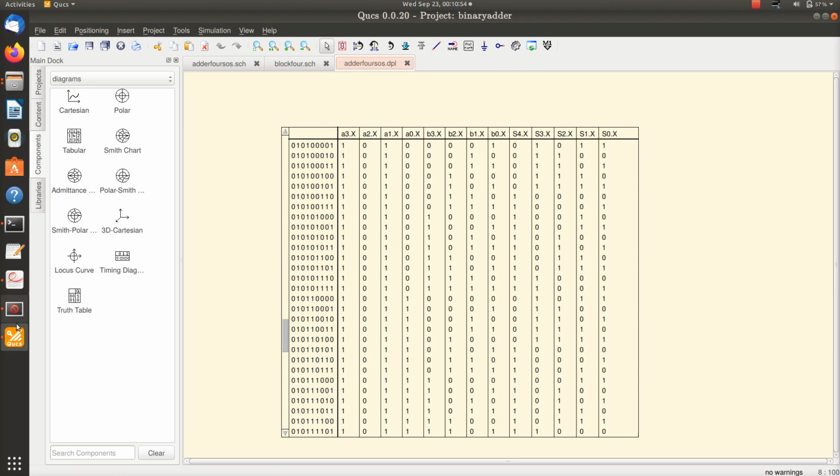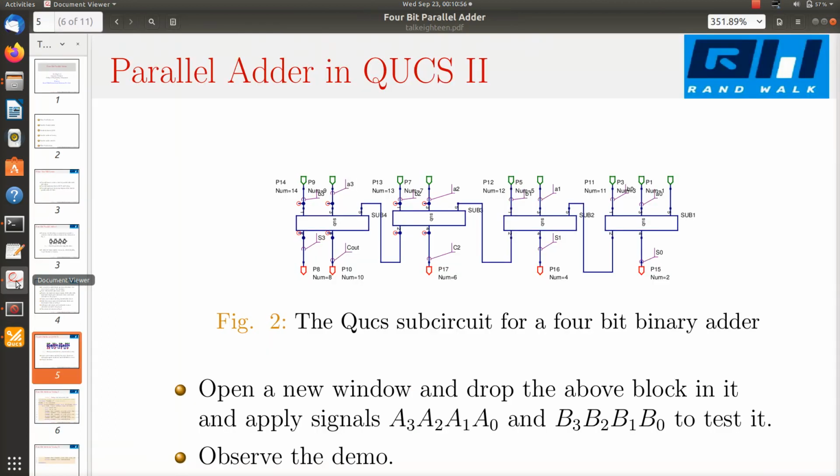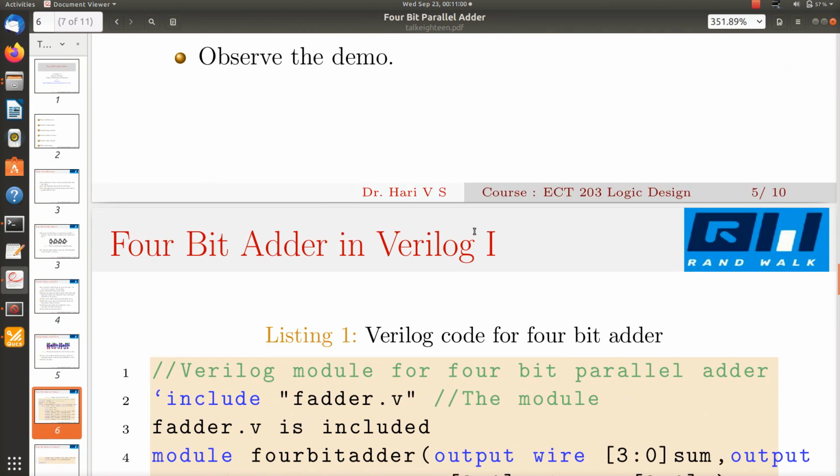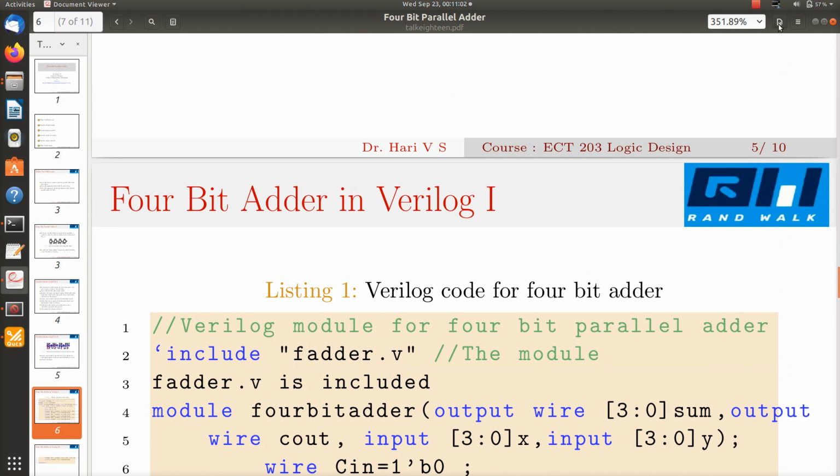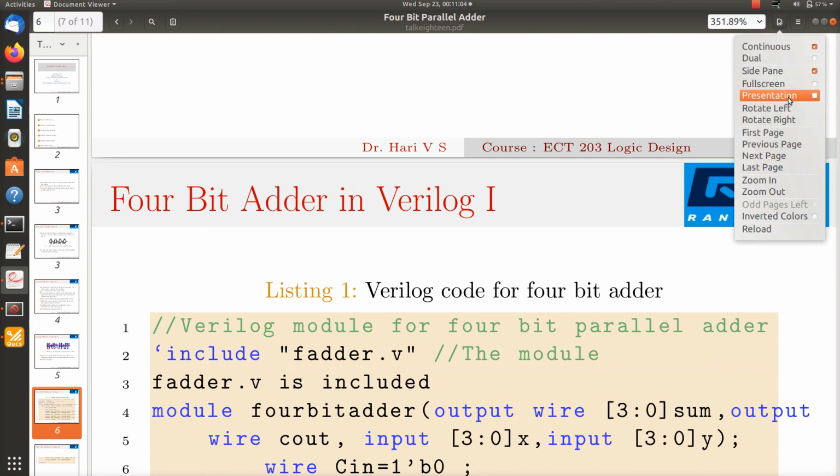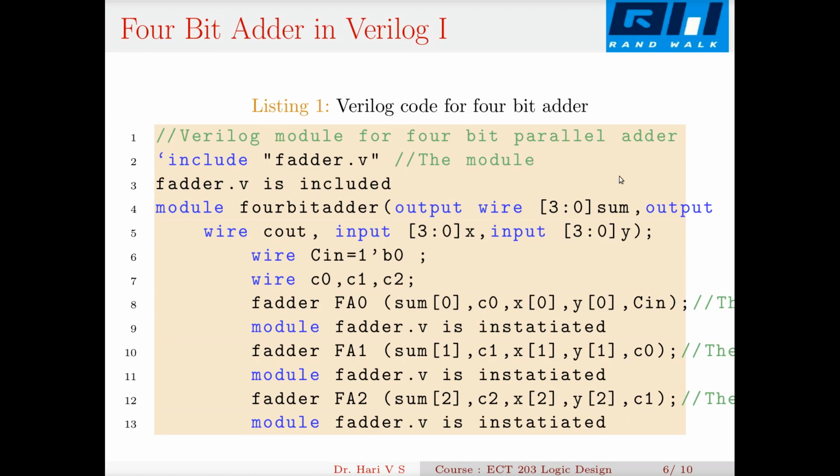So this is how I do the simulation in QUCS. Now, how do I realize such a thing in Verilog?